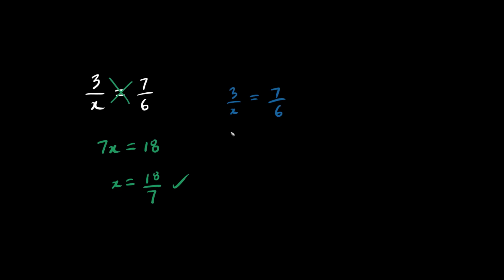Another unorthodox way of solving this is to multiply both sides by x. These x's cancel, and so we have 7x over 6 equals 3. Now multiply both sides by 6. We have 18 equals 7x. Divide both sides by 7, the coefficient of x. We have x equals 18 over 7. Same answer.